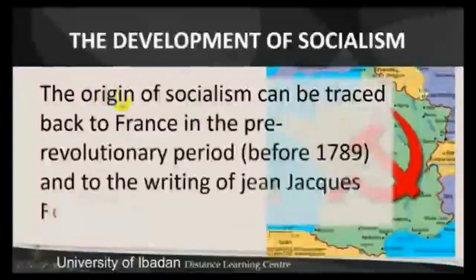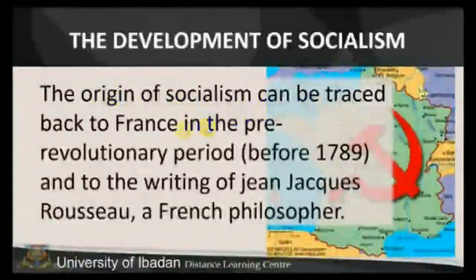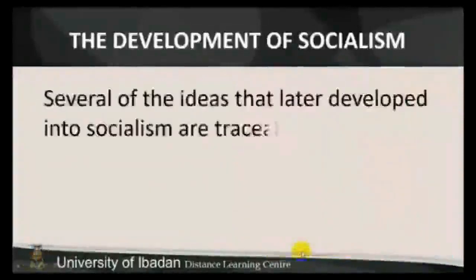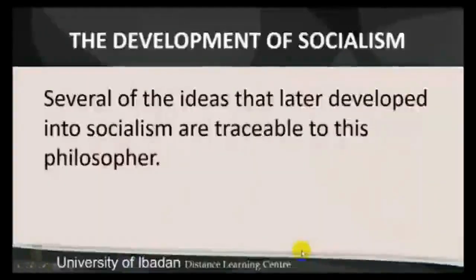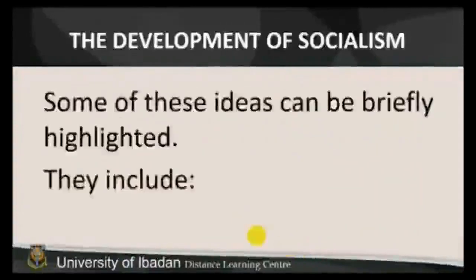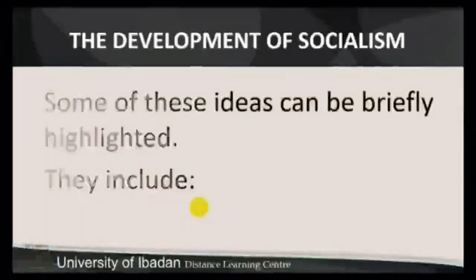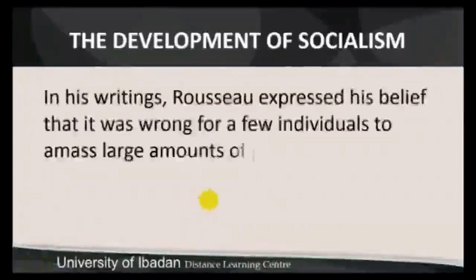The development of socialism. The origin of socialism can be traced back to France in the pre-revolutionary period before 1789 and to the writing of Jean-Jacques Rousseau, a French philosopher. Several of the ideas that later developed into socialism are traceable to this philosopher. Some of these ideas can be briefly highlighted. They include fears over unequal accumulation of property and the idea of an organic society.